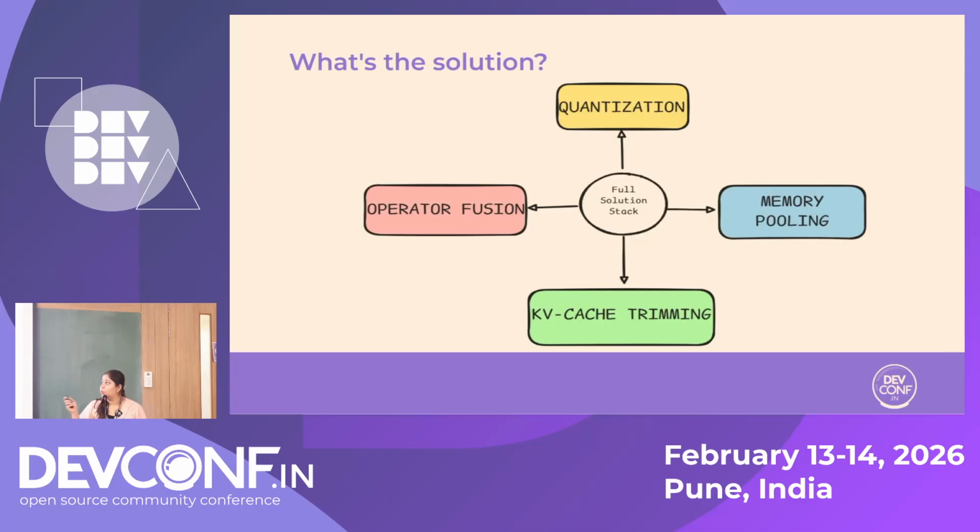So what does work is not just one trick, it is a stack of solutions. First is quantization. Quantization shrinks the overall model weight, from very high precision to lower precision like int 8 and int 4. Then there is operator fusion, which reduces the intermediate buffers. Third is KV cache trimming, which controls the growth over time. The last one is memory pooling, which eliminates fragmentation and spikes. All of these four techniques prevent one failure mode.